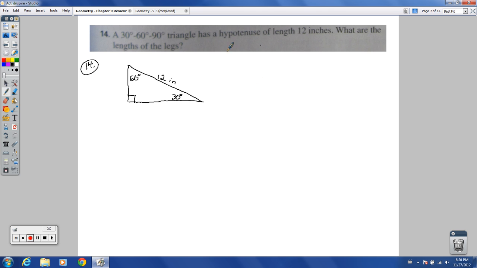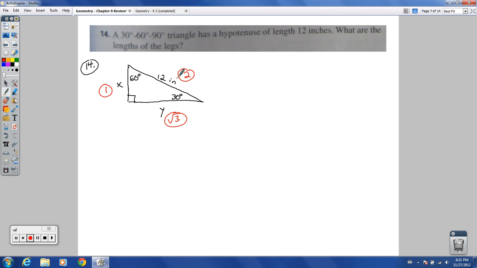And what are the lengths of the legs? So I'm going to call the short one X. I'm going to call the long one Y. And remember, when we have a 30, 60, 90, our ratio is 1 to rad 3. So 1 to rad 3. That's the important part to remember. If you forgot what rad 3 was, you can type it into a calculator. It's about 1.7. So this makes sense that this would be 1.7. 2 would be the longest part because it's the hypotenuse.